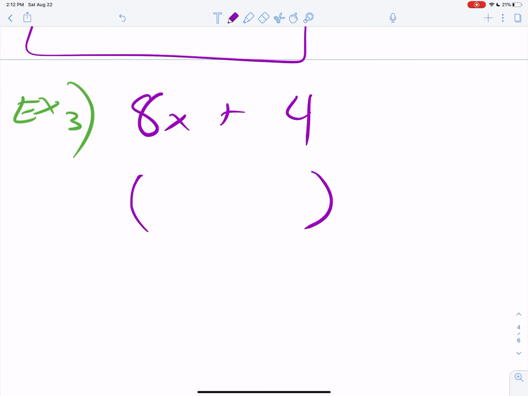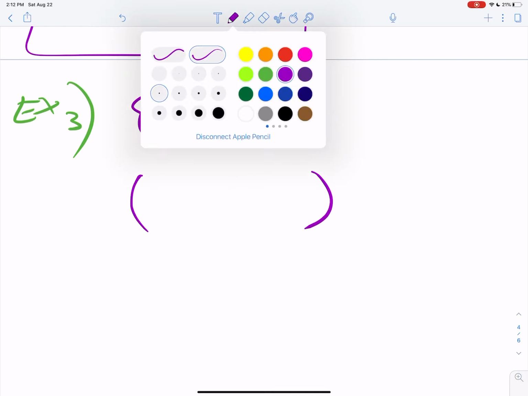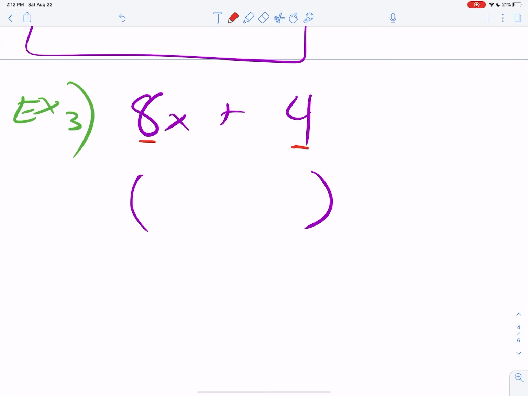Notice there are no x's in common. I have 1x, but you have nothing. So I'm not going to take anything out. So all I have to look at are the numbers. Is there a factor in common with 8 and 4?